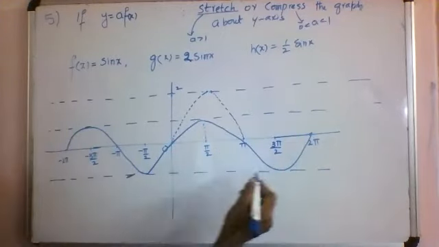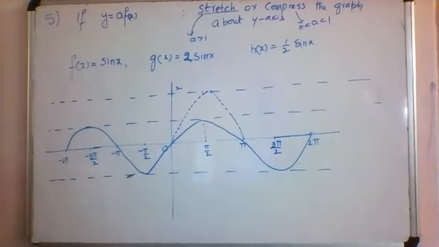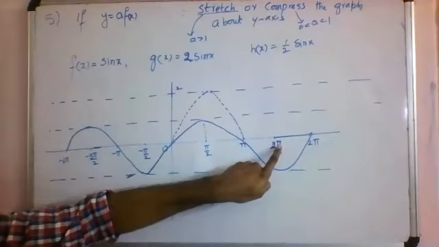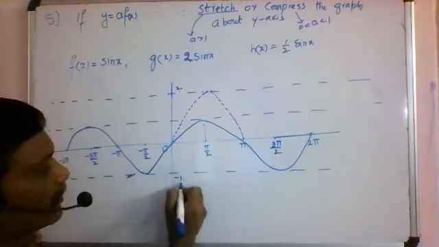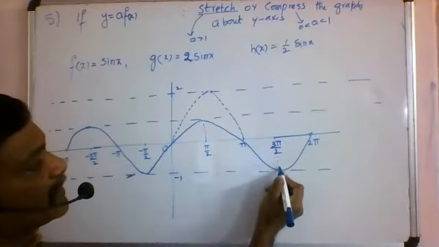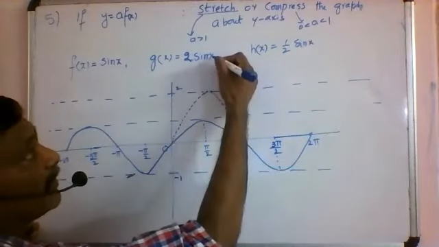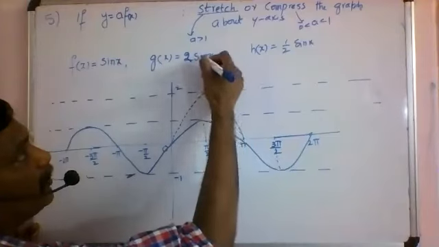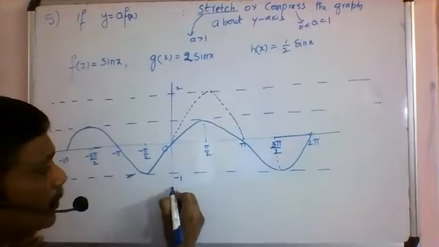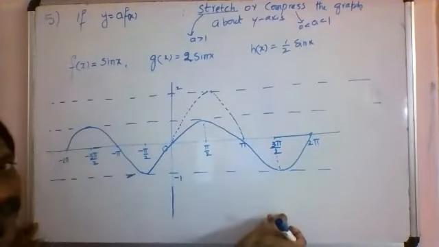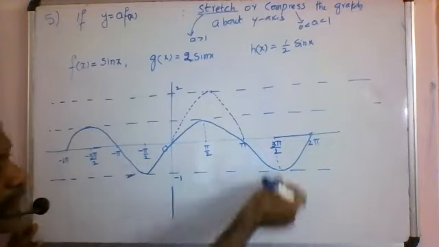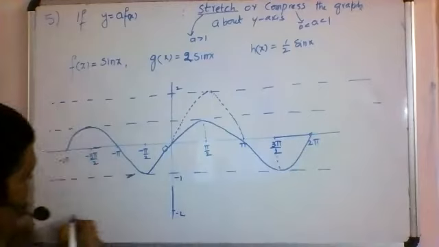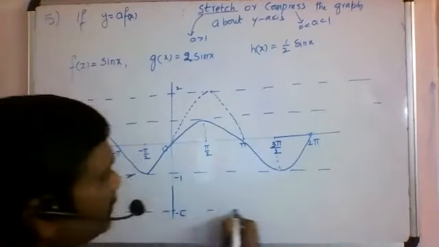Right? When it comes to this one, at 3 pi by 2, sine is minus 1. Is it not? At 3 pi by 2, sine is minus 1. When I keep 3 pi by 2 here, it is minus 1. 2 into minus 1 is minus 2. So we have to stretch this again by one more unit. So here, minus 2. I draw a horizontal line here.